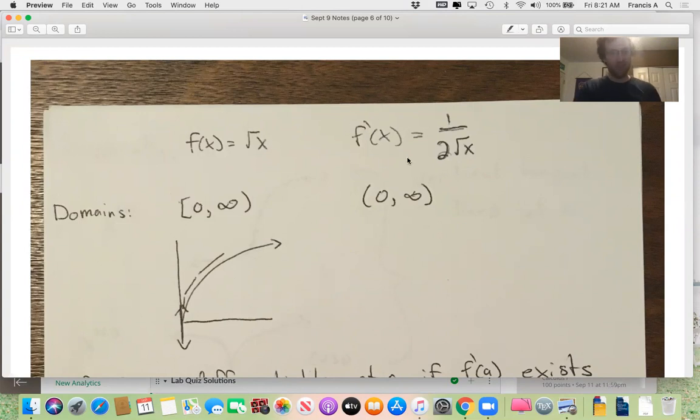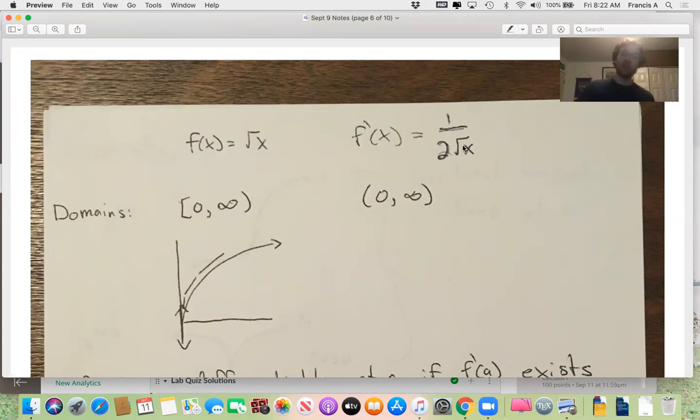For f prime of x, 1 over 2 square root of x, if we ask what the domain of this is, well, again, because there's a square root, we can't put in any negatives, but now 0 is a problem, not because of the square root, but because if you try to put in 0, the bottom of your fraction is 0, and that's undefined.